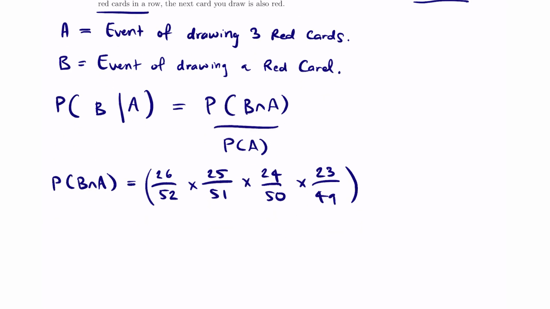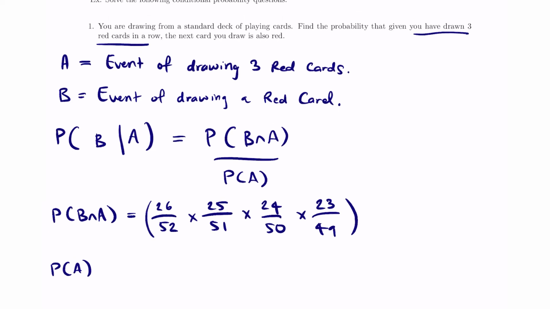Now, let's look at the probability of A occurring. What's the probability of A, the event of drawing 3 red cards? Well, this is pretty trivial to calculate. It's almost the same thing as before. It's going to be the first red card being 26 over 52 multiplied by 25 over 51 multiplied by 24 over 50. And here we've actually drawn all 3 cards, and we're assuming that they're all red, and so we'll stop there.